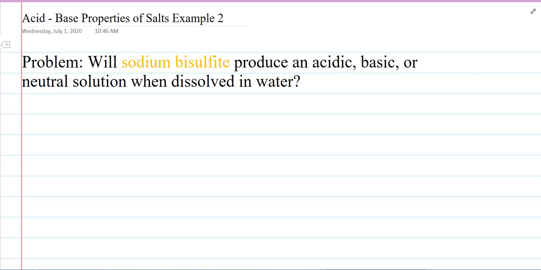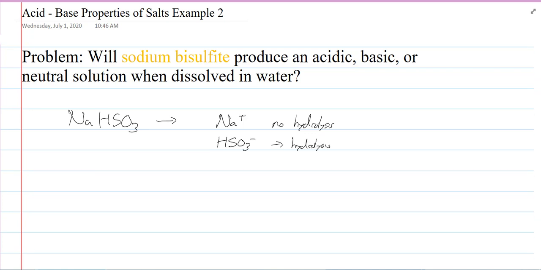Will sodium bisulfite produce an acidic, basic, or neutral solution in water? Good question. Sodium bisulfite, NaHSO3. Well, we know that Na plus, no hydrolysis, which we're going to really like that in the next chapter. HSO3 minus, we know there is hydrolysis. Which avenue will it choose?